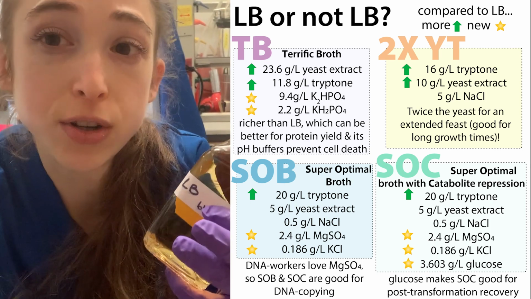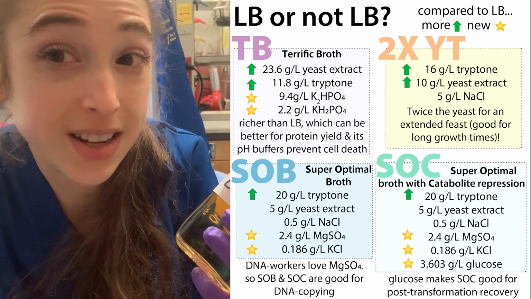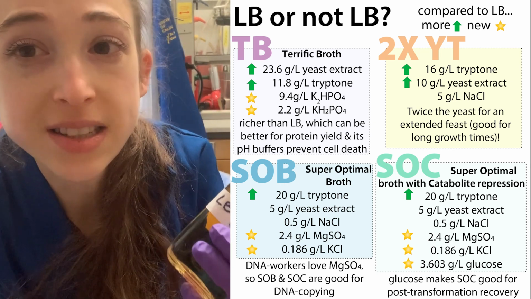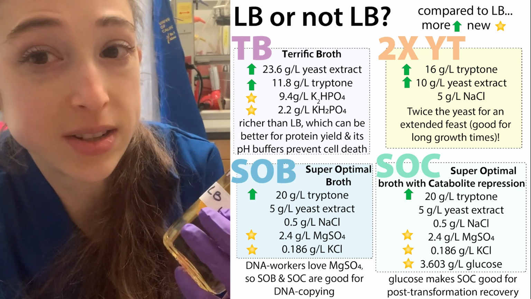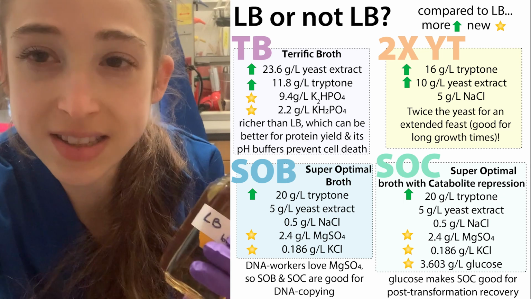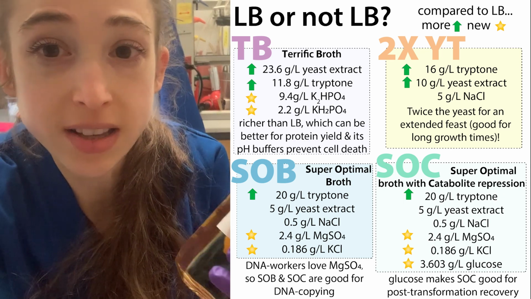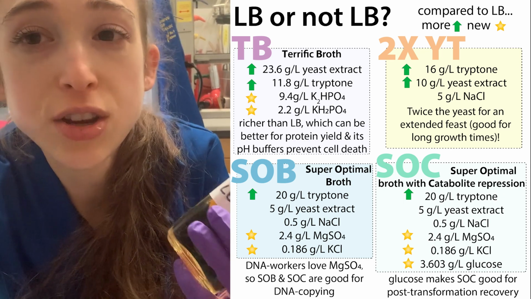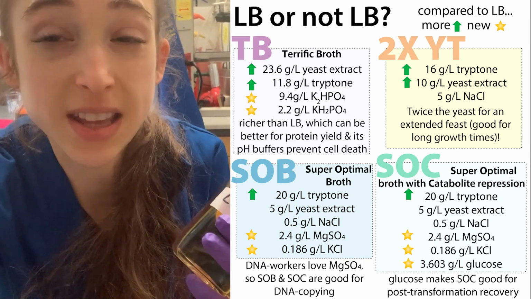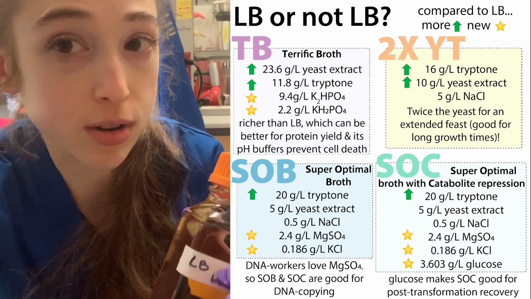So, for example, if you're doing a protein expression, you're trying to get these bacteria to make protein for you, you might want to look at TB. TB is terrific broth. It's going to be richer. It's going to have more nutrients, more amino acids and things that the bacteria need in order to make proteins. You're going to be able to grow to a higher density, so get more bacteria in the same volume. So TB can be good for that.